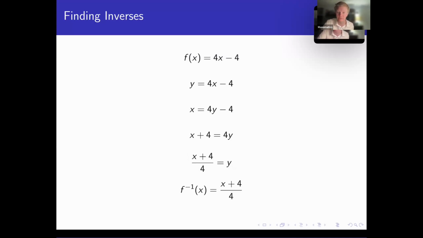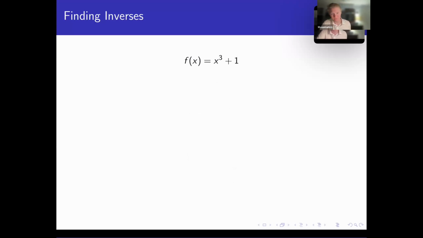Okay, let's do the same thing for x cubed plus 1. First step, change f of x to y. Step 2, wherever we see y, write x. Wherever we see x, write y. So instead of y equals x cubed plus 1, we are instead going to have x equals y cubed plus 1.